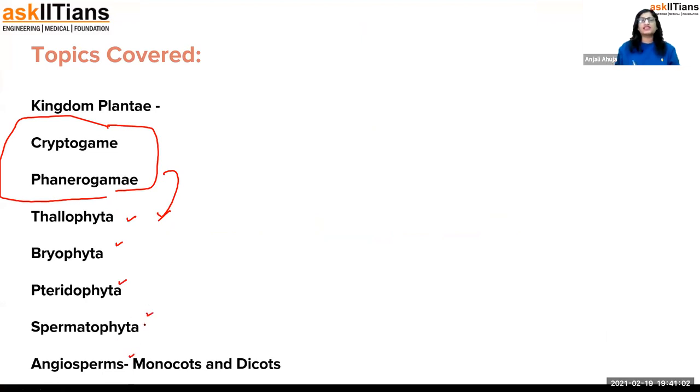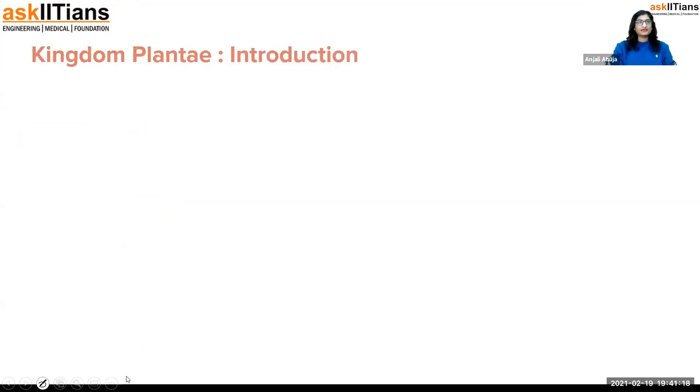Why have they mentioned it? Actually, they have written it a little wrong. Spermatophyta is further having two categories, gymnosperm and angiosperm. So we will be covering under Spermatophyta, gymnosperm and angiosperm. Fair enough. So now let's start learning about the kingdom plant.